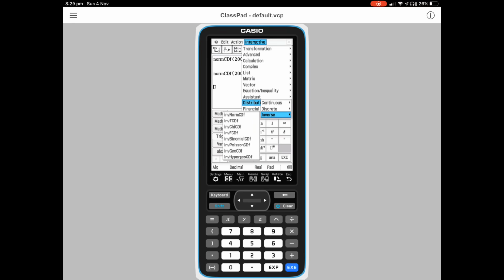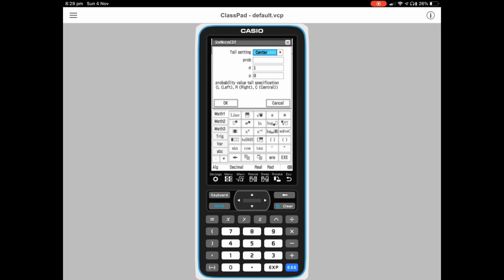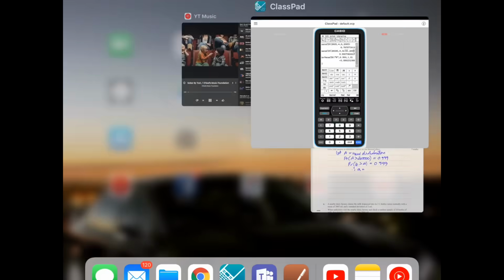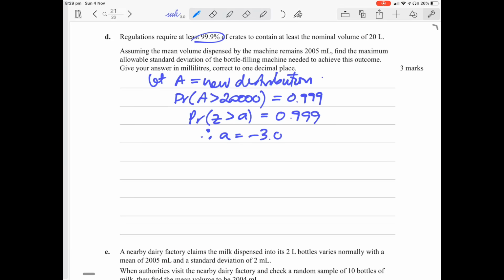interactive distribution, inverse norm. Go to the right, 0.999. So negative 0.3090. Okay, so we know negative 0.3090 is equal to x. What do we know x is? 20,000 minus mu, 20,050 on sigma.